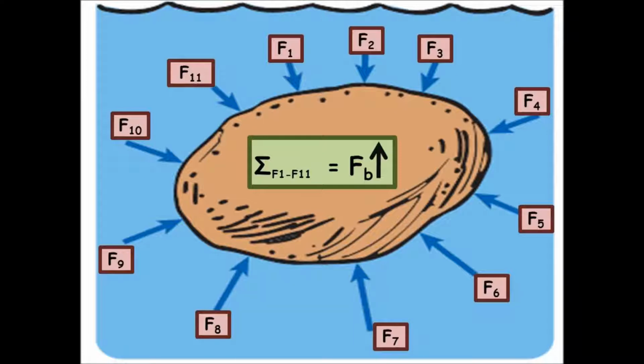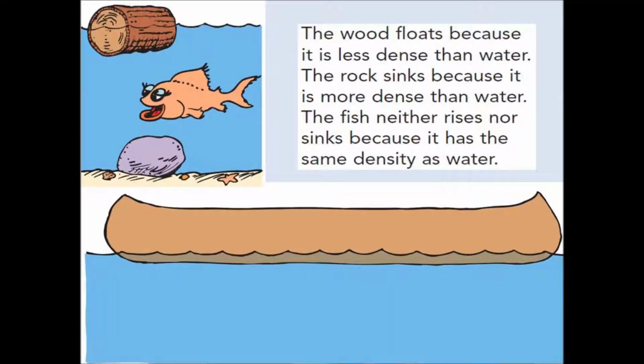So very important to understand the picture involved here. Now, what's going to have more buoyant force, that rock at the top, or the giant log? Well, remember, the wood floats because it is less dense than water. The rock sinks because it is more dense than water, and the fish floats. The fish neither rises nor sinks because it has the same density as water.